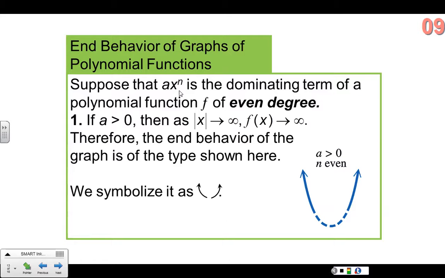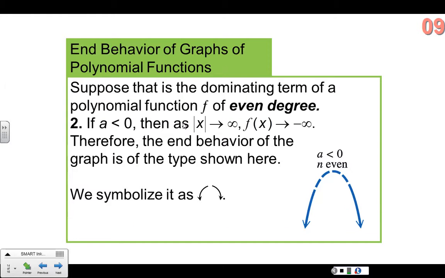Suppose that a x to the n is the dominating term of a polynomial function of even degree. If your coefficient a is positive, then as the absolute value of x goes to infinity, the function goes to infinity. Therefore, it's like the x squared function. It goes up on both sides. On both ends, it's going to go up forever. If a was negative, guess what happens? It goes down on both sides forever, like even symmetry there, like the x squared graph. That's the end behavior of it.